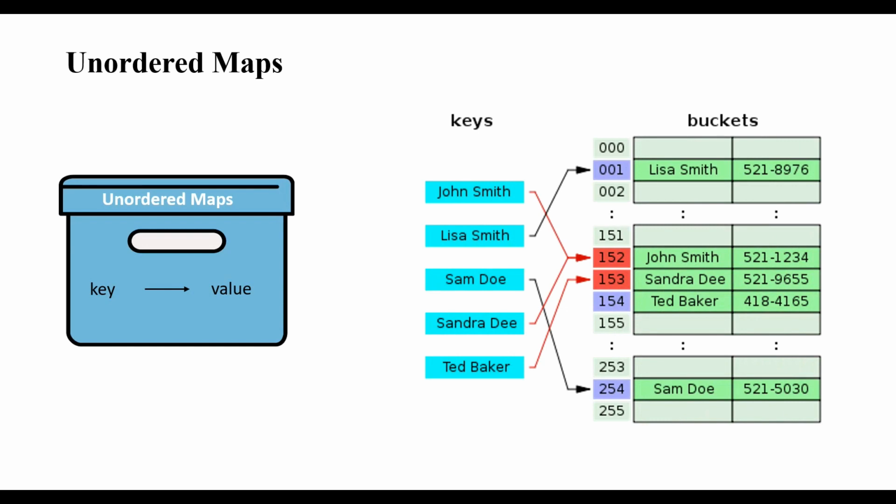So we can take the help of this example here. Lisa Smith is the key which is hashed and its hash value is 001, and in this bucket we store Lisa Smith and its value. In a similar way, all the keys are stored. Now the advantage that this gives us is that every key has a unique hash, so it helps in searching, sorting, and all the other operations performed on a map.